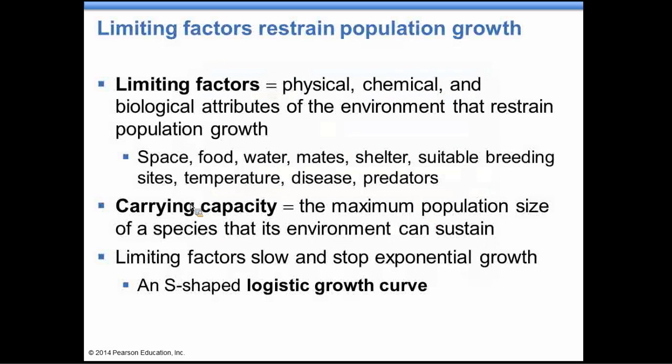So limiting factors restrain population growth. What I was just talking about: every population is eventually contained by limiting factors, physical, chemical, and biological attributes of the environment that restrain population growth. These limiting factors determine the carrying capacity, or the maximum population size of a species that a given environment can sustain.